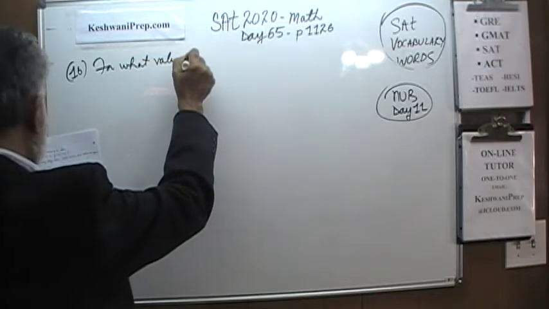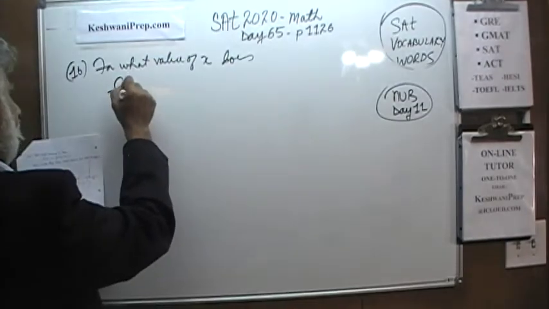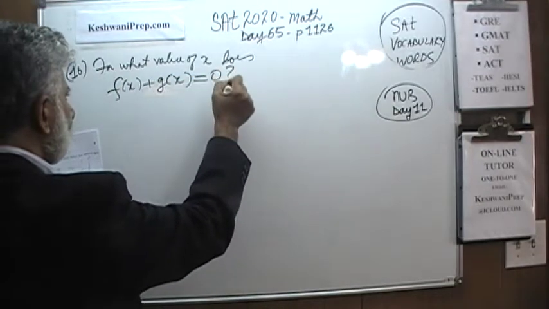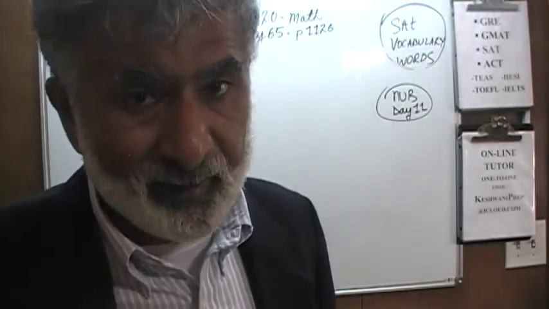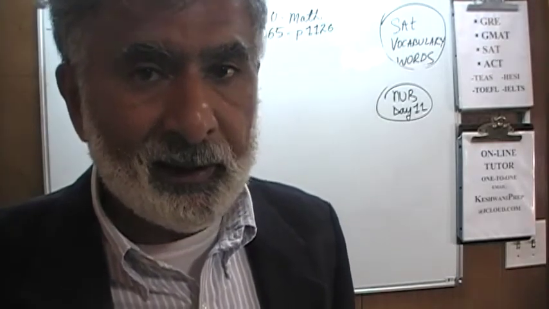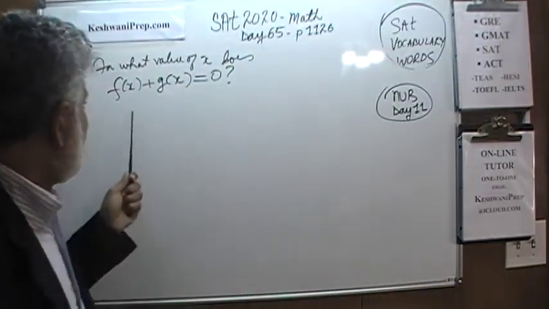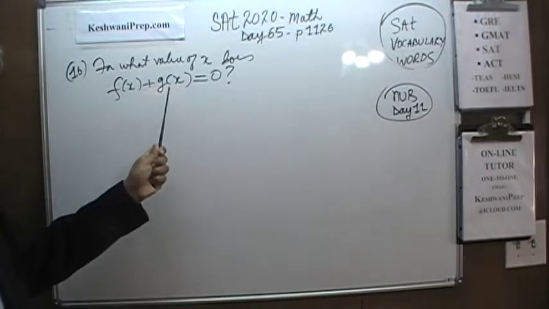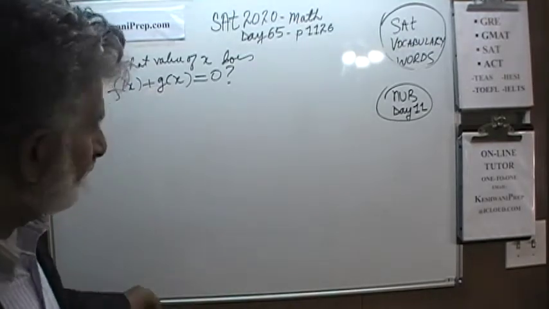what value of x does f(x) plus g(x) equal 0? And the answer is very straightforward. Whatever that value of x is at that point, the value of the function f and the value of the function g have to be equal to each other, but with opposite signs. For example, if the value of the function f happens to be 7, the value of g has to be negative 7. If this is positive 11, this has to be negative 11, and they're going to add up to 0. Let's look at the functions.